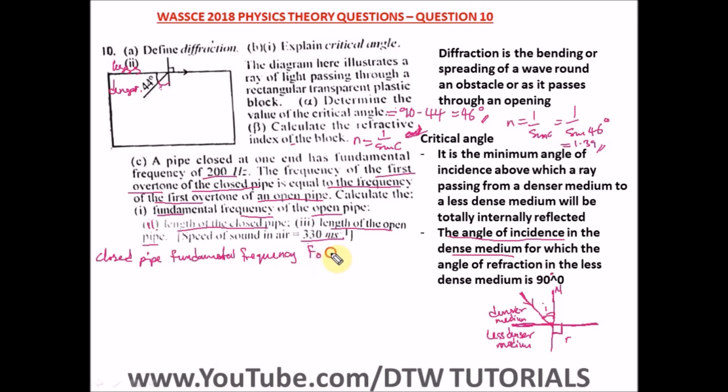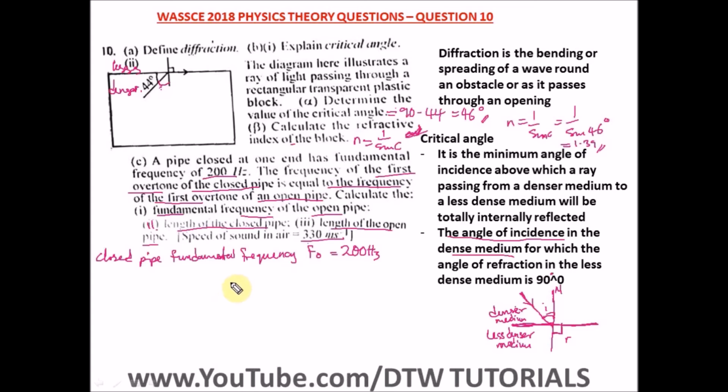FO is equal to what? 200 Hertz. So it now says the frequency of the first overtone of the closed pipe is equal to the frequency of the first overtone of an open pipe. I hope you know the first overtone of the closed pipe and that of an open pipe. You should always know this.